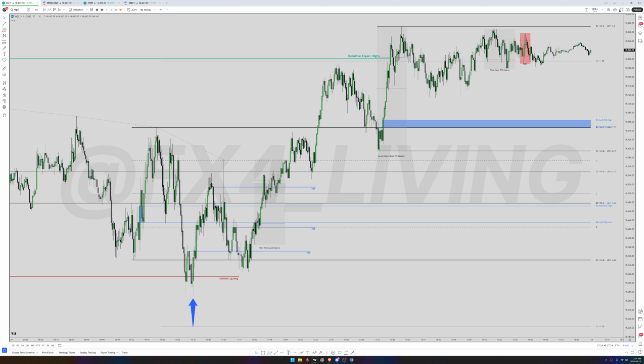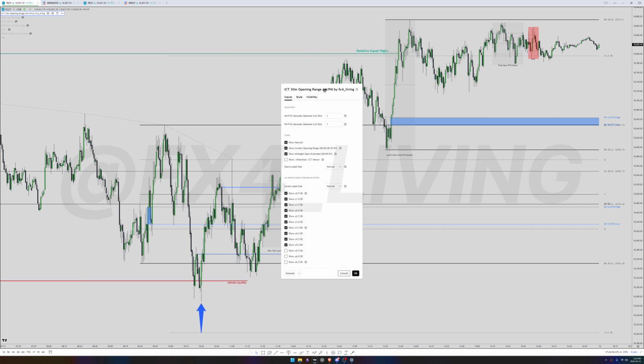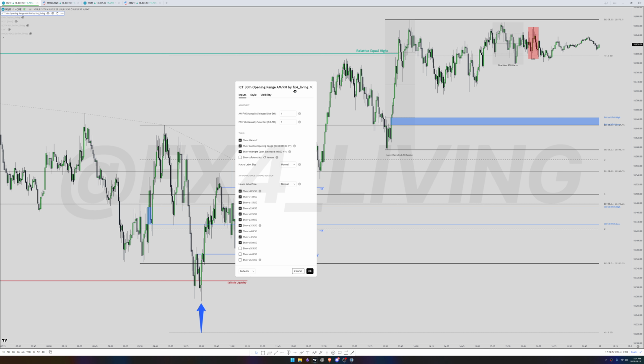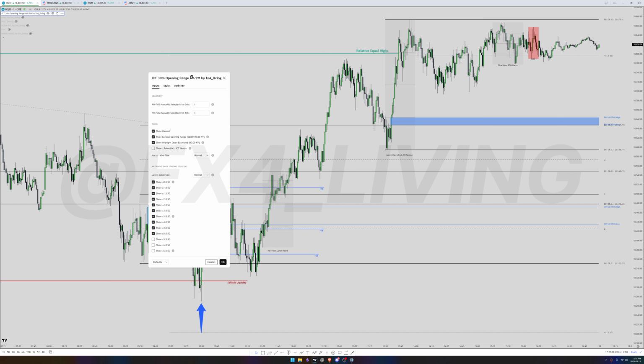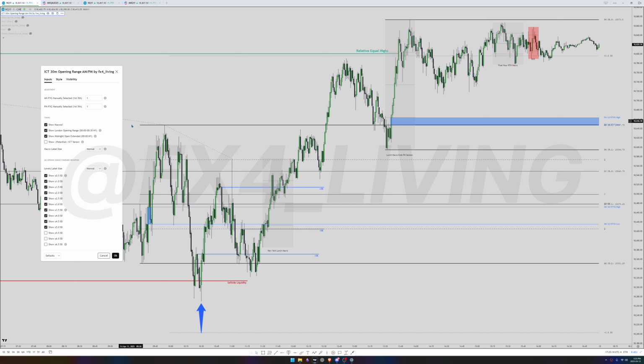Okay. So I'm going to put this on full screen. That is the name of the indicator. It's called the ICT 30-minute opening range AM PM by FX4 Living. The adjustment setting that you have right here is the AM fair value gap manually selected. So let's say you don't like this first presented fair value gap. This week we got a lecture from ICT explaining that if the fair value gap is disqualified, you can use the next one. So you can roll it back to the next one by just adding one right here.